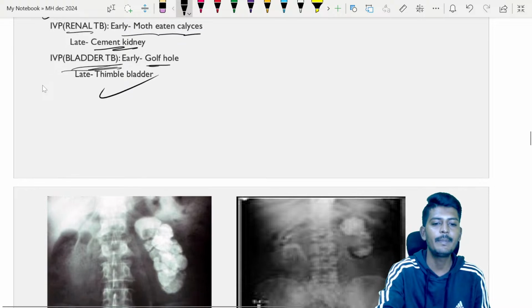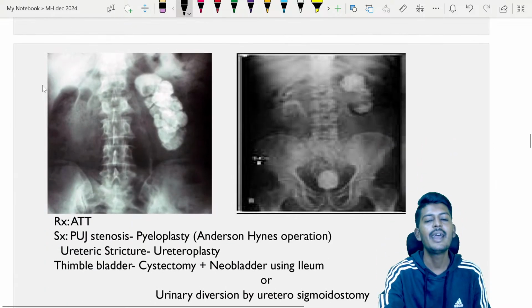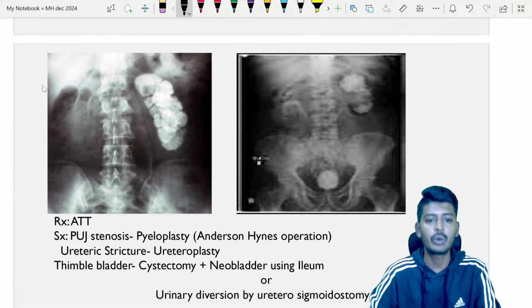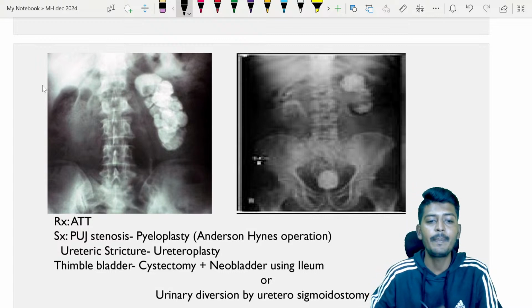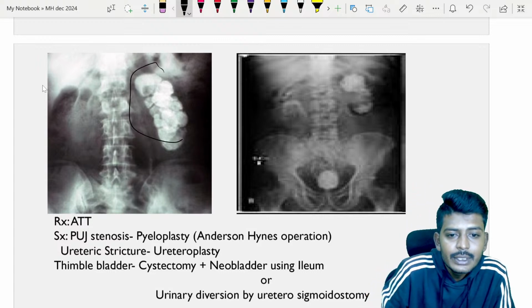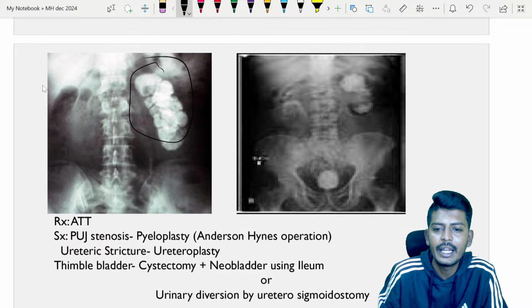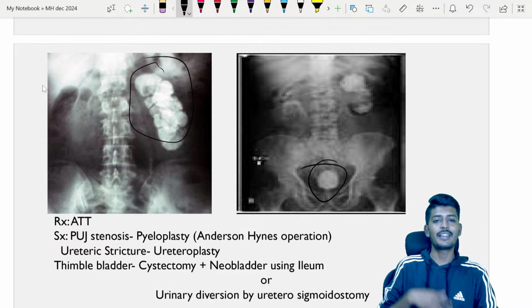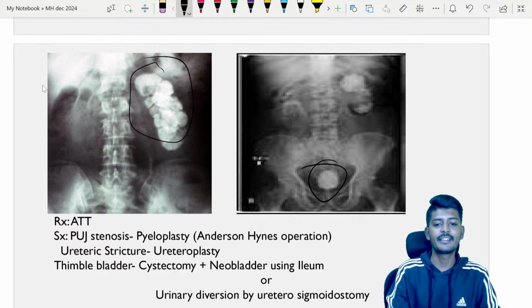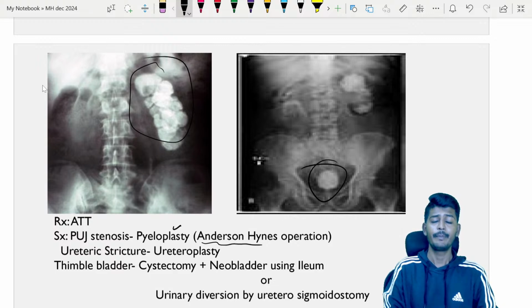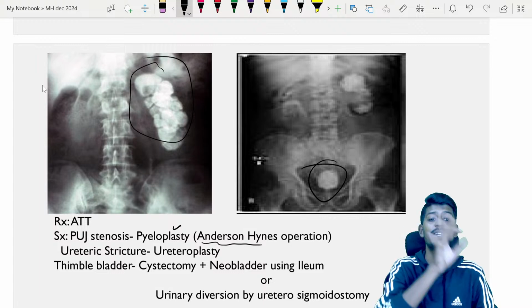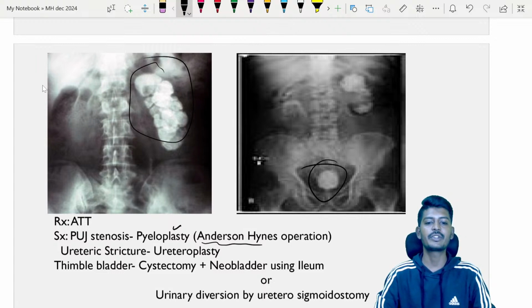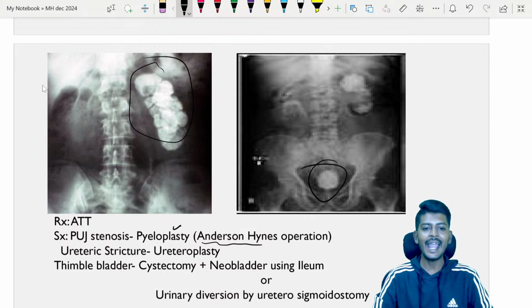So what will be the treatment? The treatment will be, my dear students, anti-tubercular therapy. So here you can see putty kidney, and here you can see thimble bladder, a narrow contracted bladder. Okay, so surgery will be required. Pyeloplasty, the Henderson-Hynes operation, is required if there is PUJ stenosis. For PUJ stenosis, which operation will you do? Pyeloplasty, that is called the Henderson-Hynes operation.